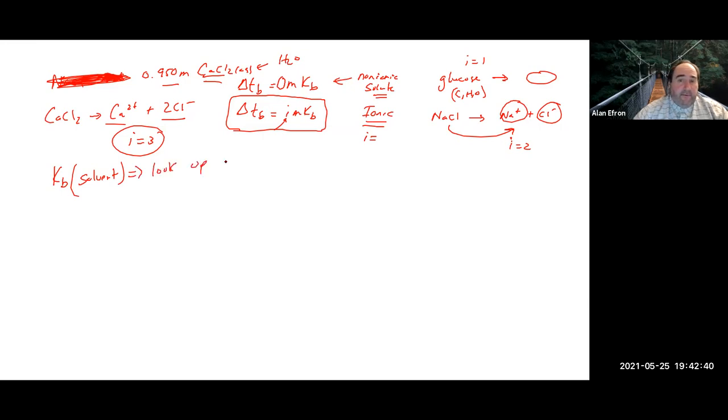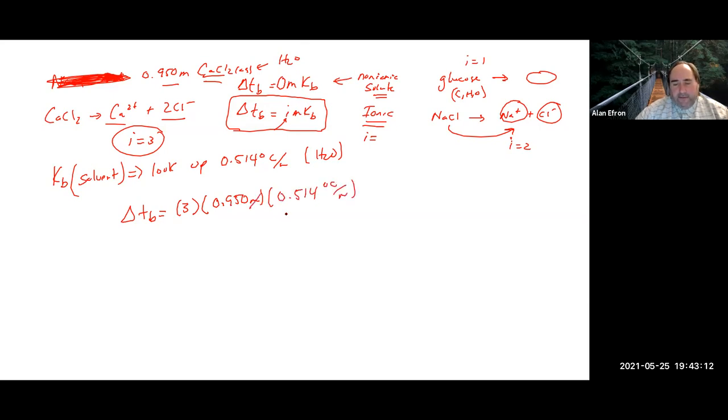For water, I think they give it to you as 0.514 degrees Celsius per molal. So we have the molality given to us, and we could go into that equation where the change in the temperature would be 3 times our molality of 0.95 times our Kb value that we would look up.